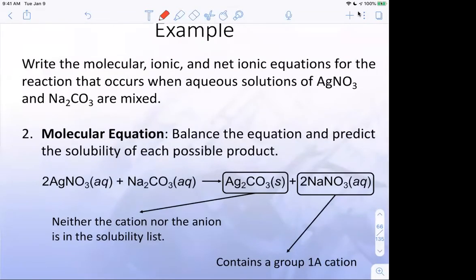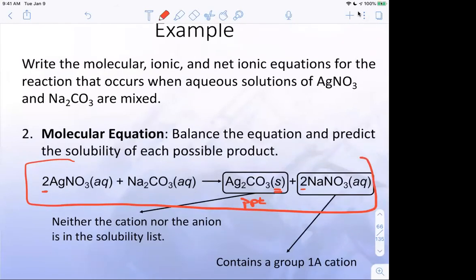The molecular equation is going to be after I write everything down and I balance everything. I'm going to look at my solubility rules. I find out that silver carbonate is the solid. So this is my precipitate. And then sodium nitrate is going to remain aqueous because it contains a group 1A cation. So I know that this is a solid. This is how I write my molecular equation, as if everything was a molecule, and then I'm going to balance. So I need this 2 here and this 2 there in order to balance all my atoms. And then this itself is going to be the molecular equation.